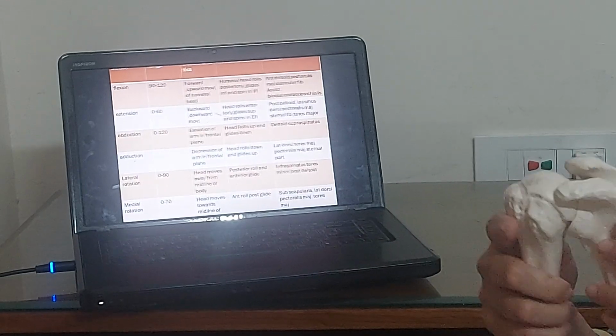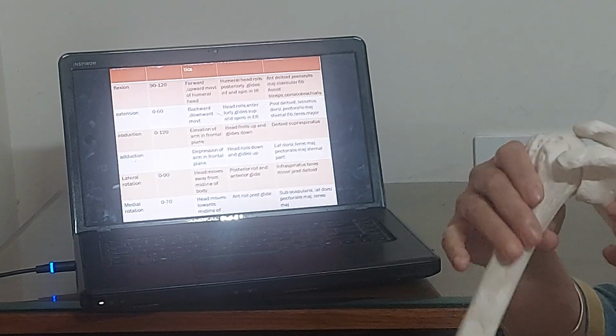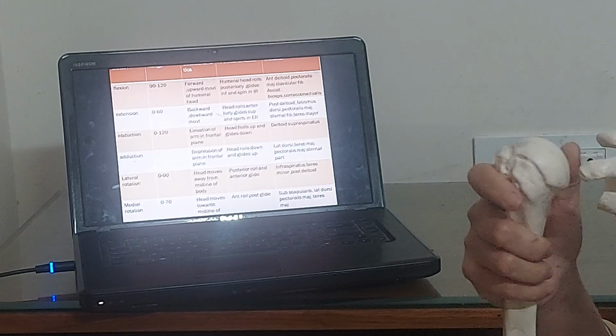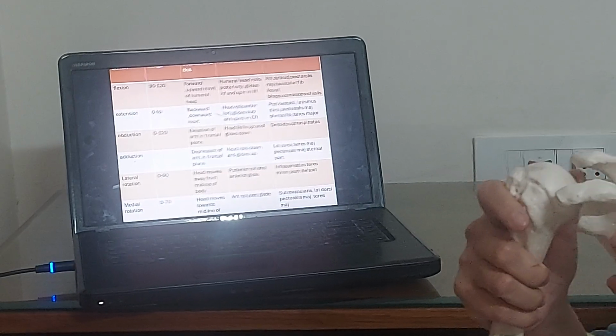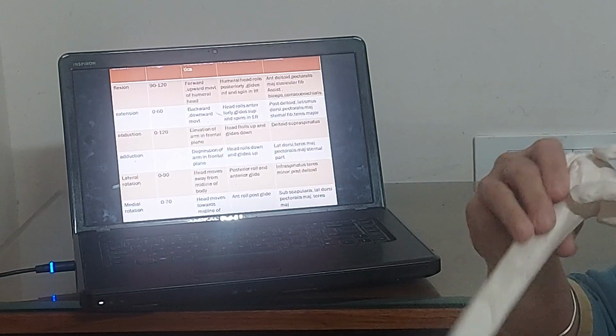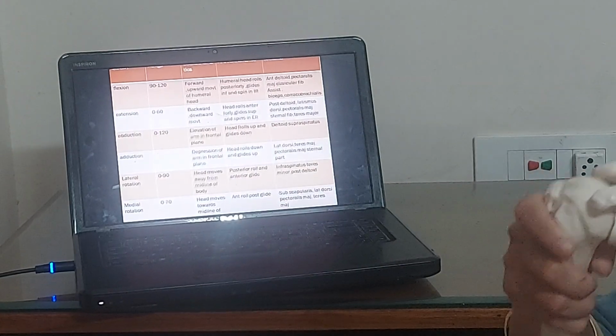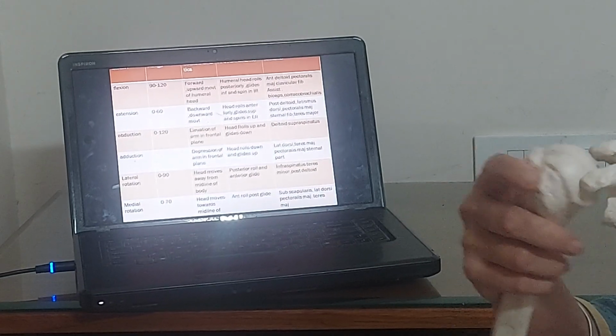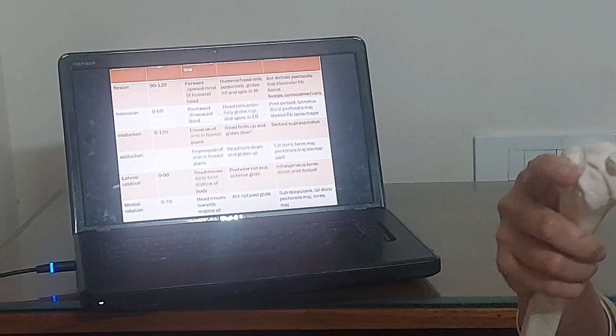Now you know, guys, that this is a flexion movement. The pure flexion movement, the range of the shoulder joint flexion movement, is only 120 degrees. But we are able to do 180 degrees. We will discuss that later. But let us first understand the osteokinematics and the arthrokinematics.